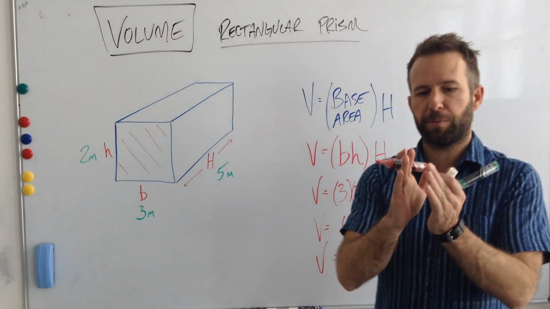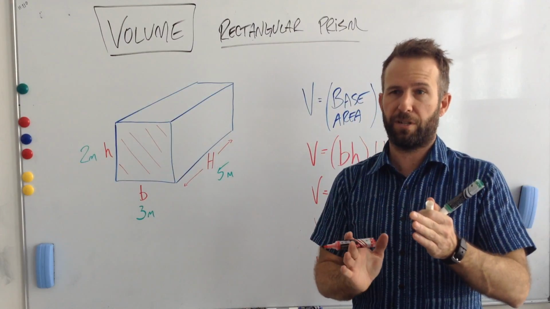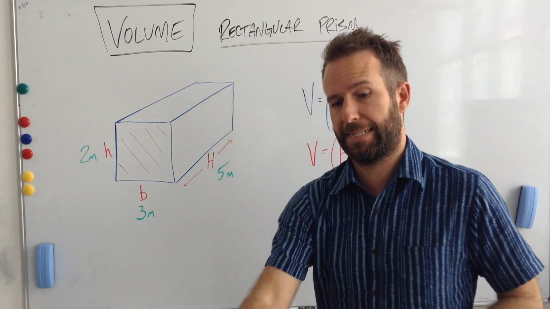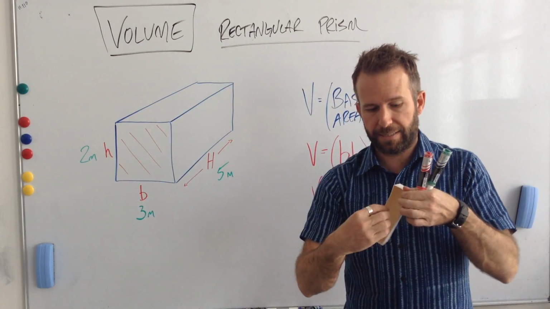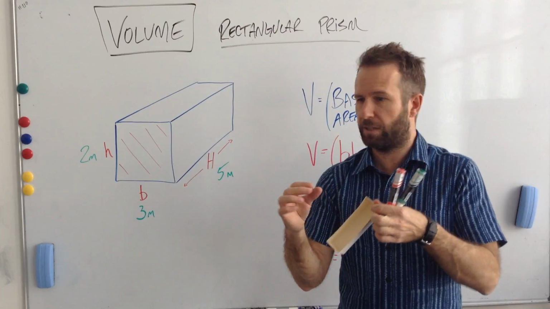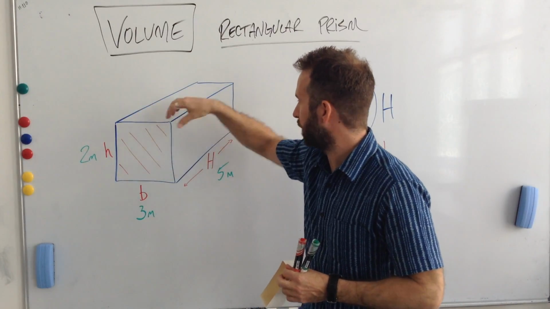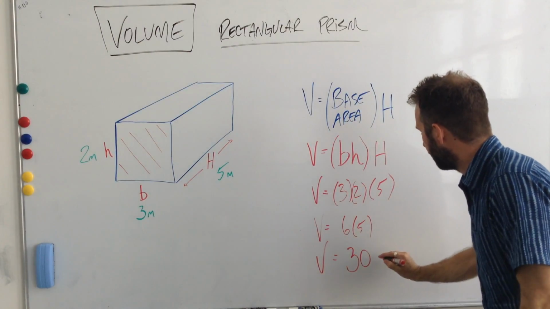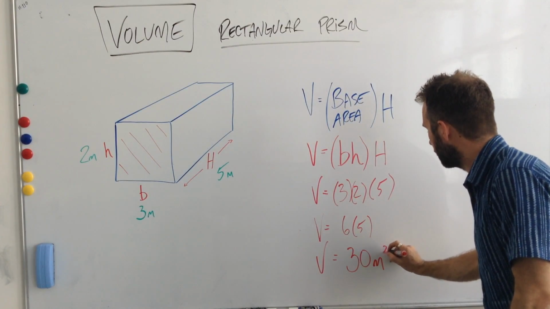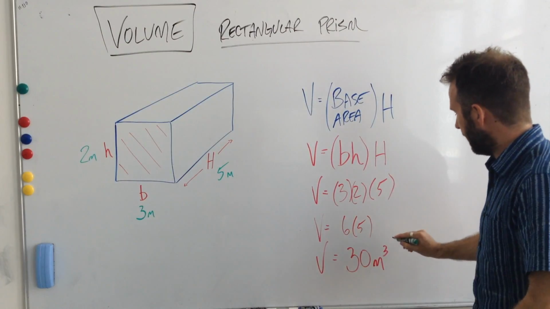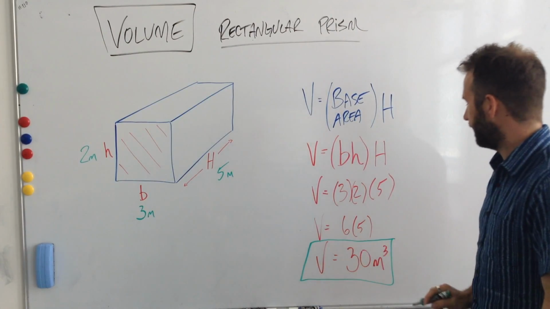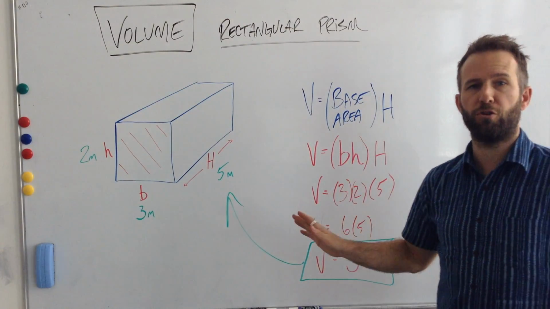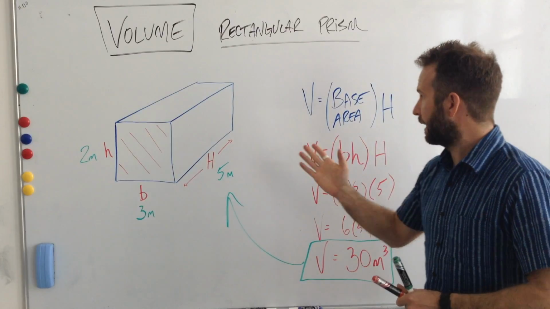Now, the difference between surface area and volume, or the difference between area and volume, is that now we're dealing with the space inside of a shape, which is in a third dimension. So now we're dealing with not only a two-dimensional space, but a three-dimensional space. What happens in terms of our units is we go from square units to cubed units. So in the end, for this example, I ended up with 30 meters cubed as the volume of this rectangular prism.